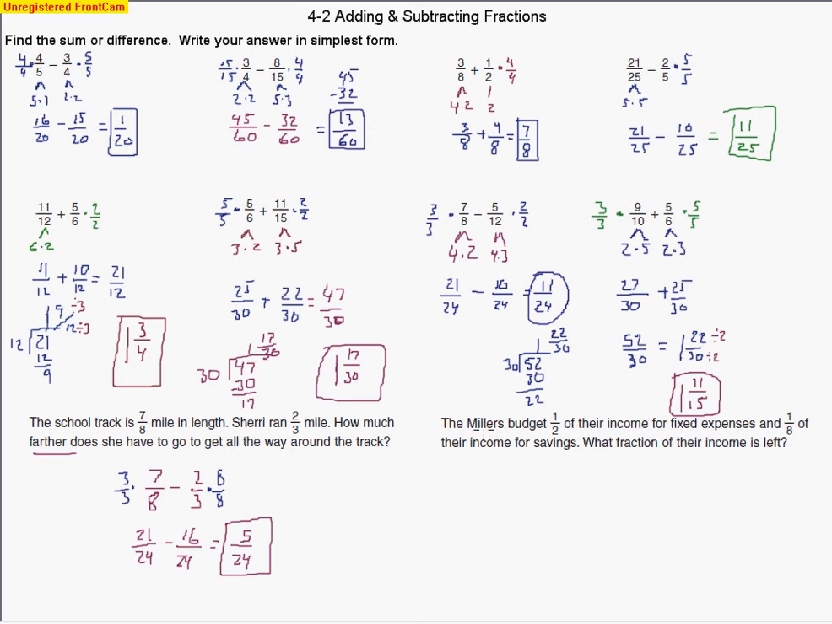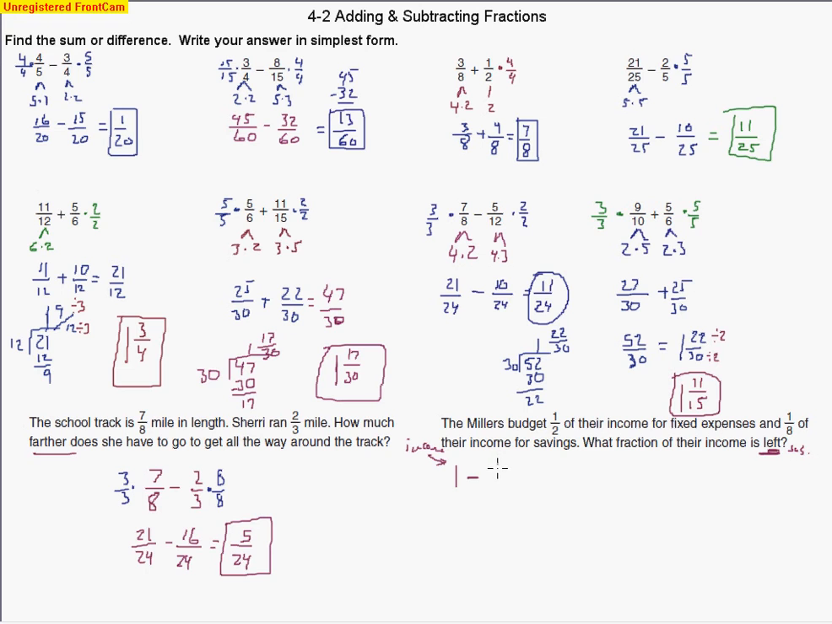Well, the next problem is a little bit different because it says the Millers budget 1/2 of their income for fixed expenses and 1/8 of their income for savings. What fraction of their income is left? Okay, so now we'll think of 1 as being the whole. This is their whole income right here. And so what we want to find out is how much left means we need to subtract to find out that. But we first need to combine the two amounts that we have.